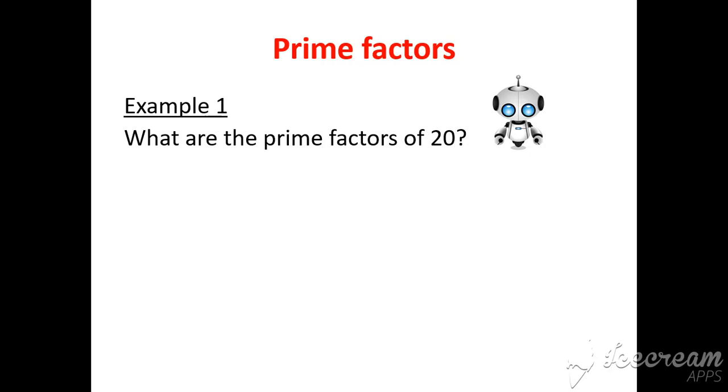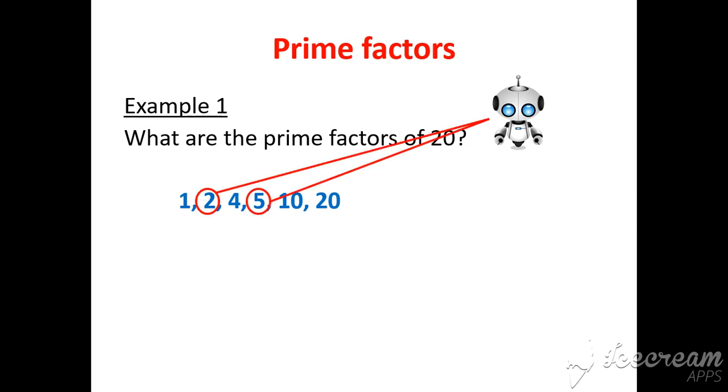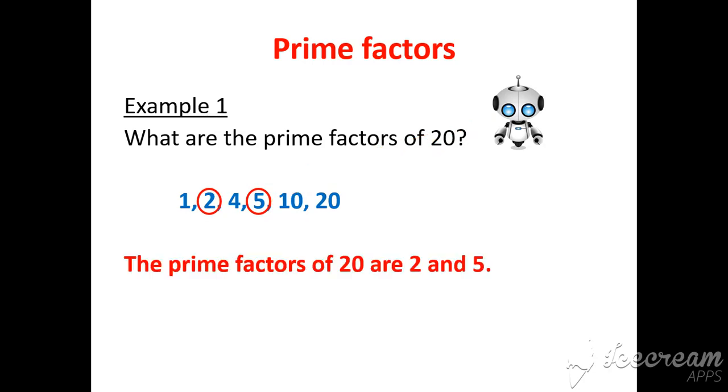So here's example 1. What are the prime factors of the number 20? We're going to work out all the factors of the number 20, and then out of all those factors, work out what are the prime numbers. So here's the factors of 20. 1 times 20, 2 times 10, 4 times 5. Right, out of this list here, what are prime numbers? The prime numbers are just 2 and 5. They are the prime numbers from this list. So we can now say the prime factors of the number 20 are 2 and 5.